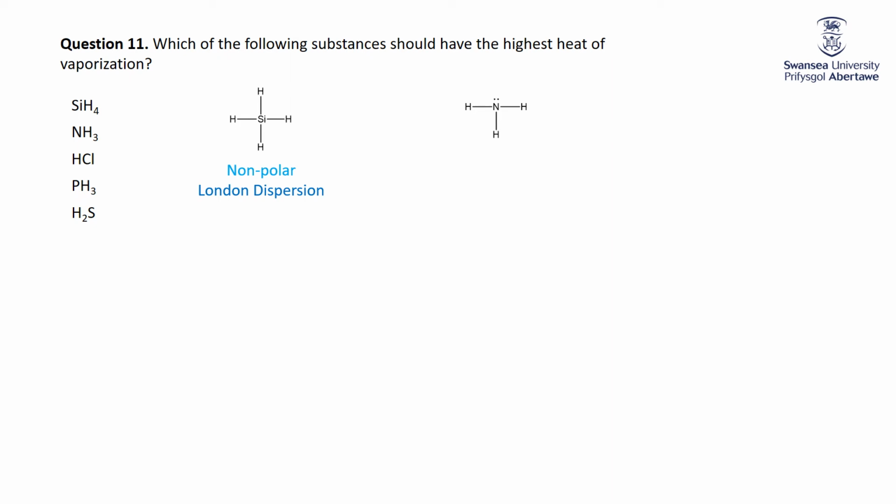NH3, you draw it like this, got that lone pair, which makes it a polar molecule. So you'd say dipole-dipole, but then of course the more astute of you would recognize that any time you have hydrogen bonded to oxygen, fluorine or nitrogen, as we have here, you have hydrogen bonding. HCl right there, nice polar molecule, so dipole-dipole. PH3 got a lone pair, so you'd say polar molecule, so dipole-dipole.